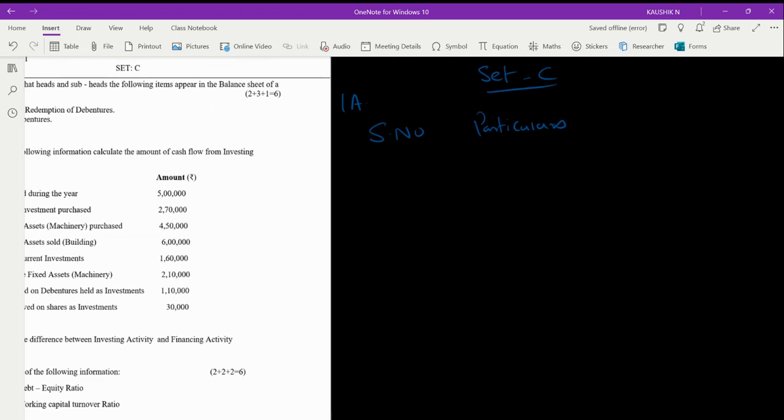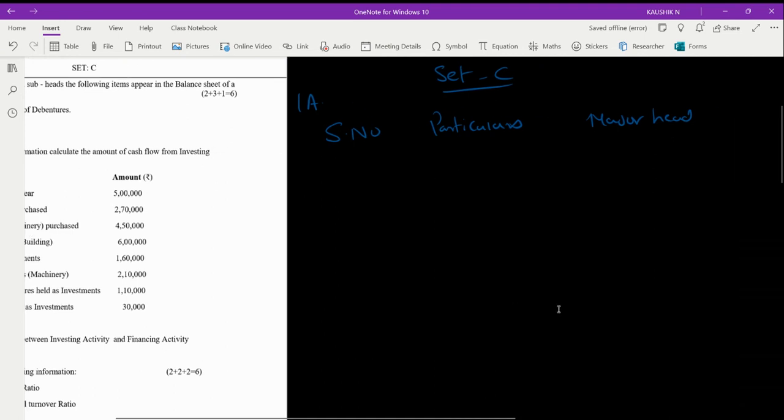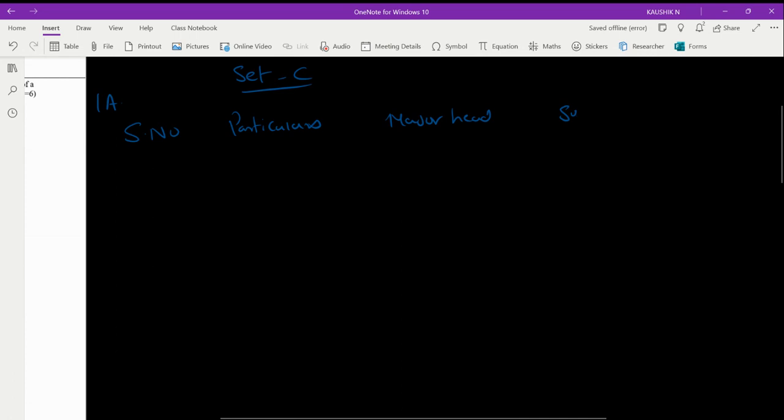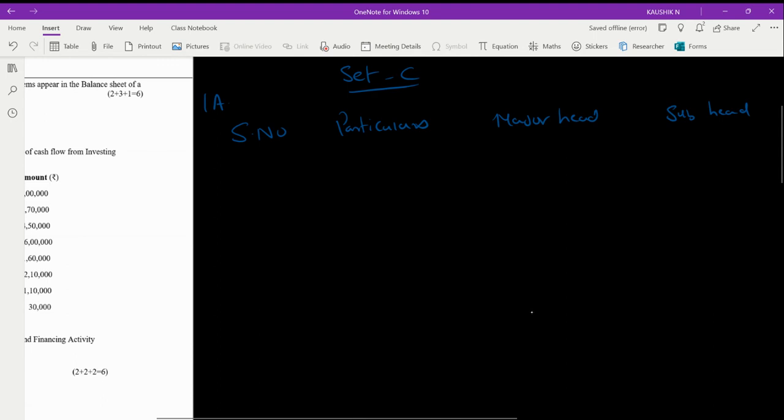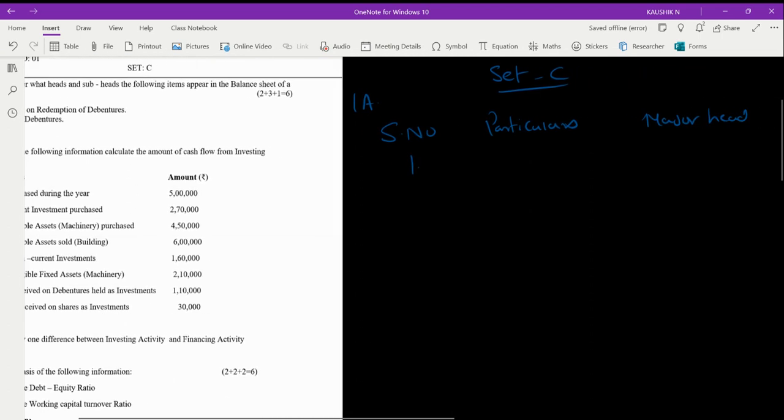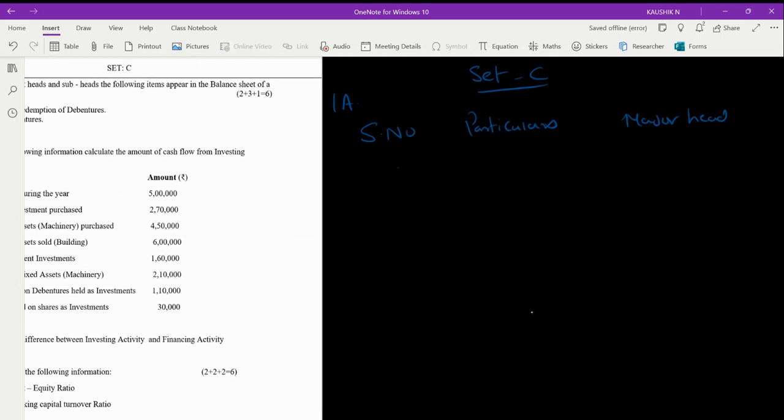particulars, major head, subhead. It could be major head, and followed by that it is subhead. So the first item given in the question is premium on redemption of debentures. So first you write here, if it is A means A, 1 means 1. It is mentioned as A. So you can write in this as A. Follow what is given in the question.